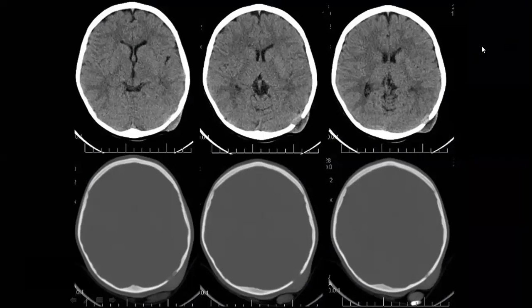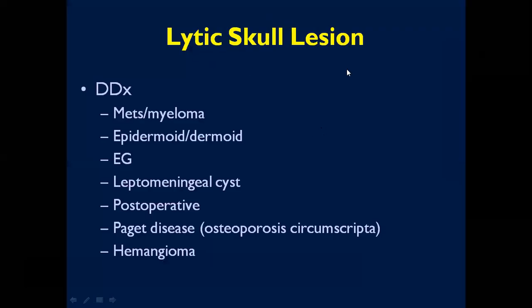So yeah, when you find a lytic skull in a young patient, you remember when we talked about eosinophilic granuloma or Langerhans. When you find a lytic skull in a small or young patient, don't forget to put the lytic lesions. One of them is very important, eosinophilic granuloma. Also, mets and lymphoma can make this lytic skull, even epidermoid, dermoid, leptomeningeal cyst, post-operative, Paget, hemangioma.